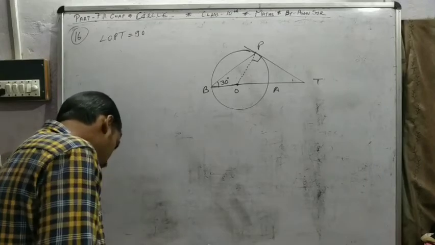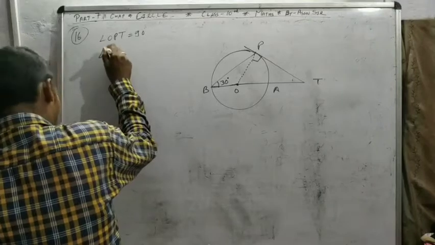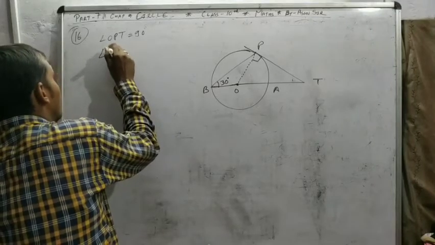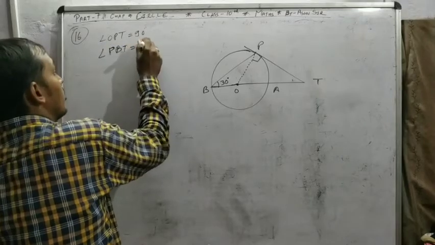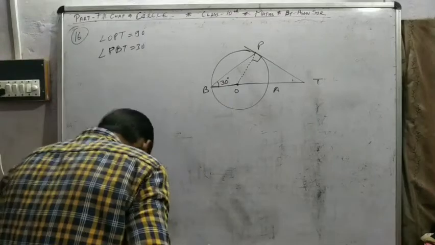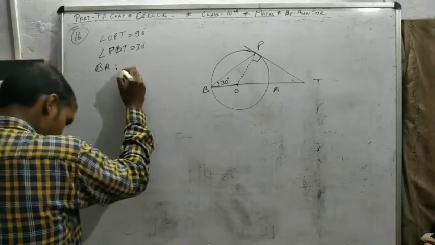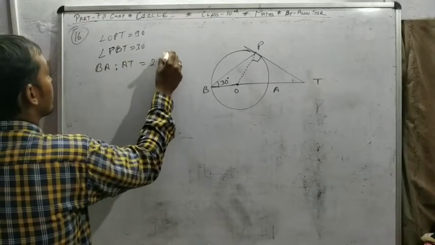O is the center, T is the external point, angle BPT, angle PBT is 30 degrees. Prove that BA is to AT is equal to 2:1.